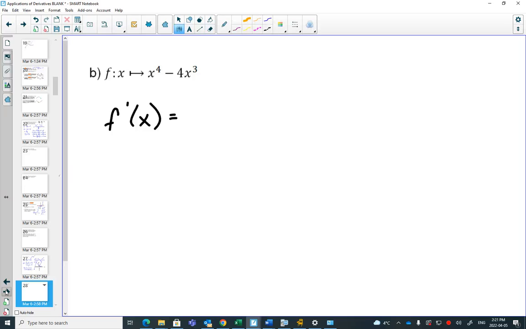Okay, but it's okay to see different notations, and it's okay to say, I don't like that notation as much. I'll change it back to something I like more. So our derivative would be 4x cubed minus 12x squared.